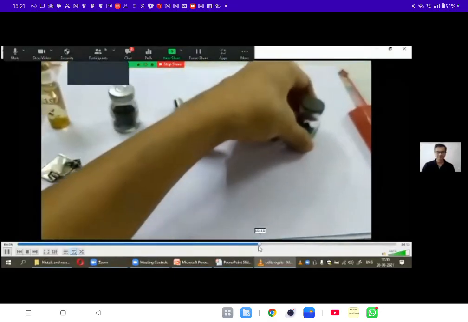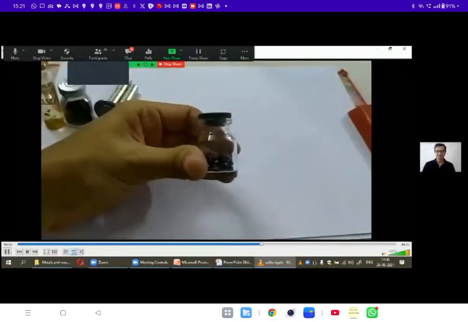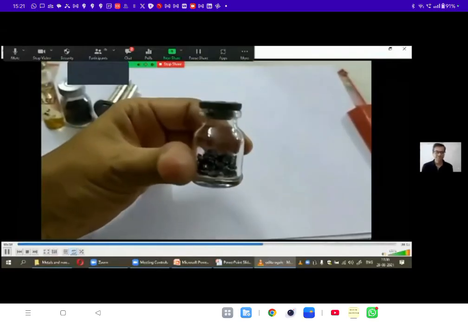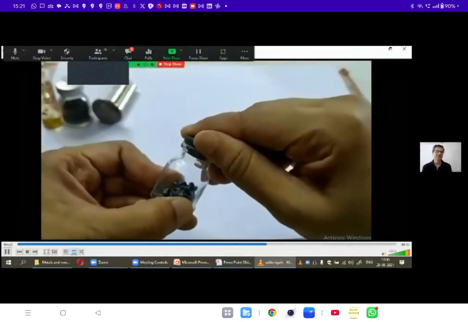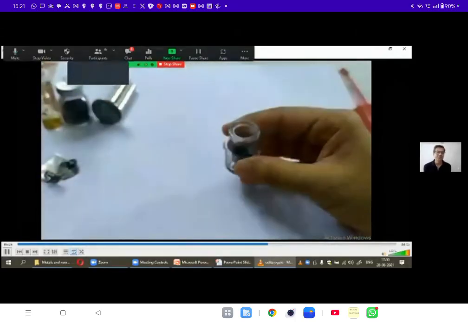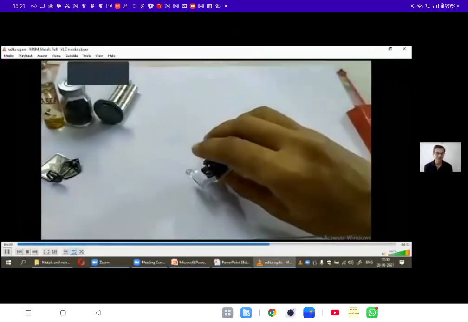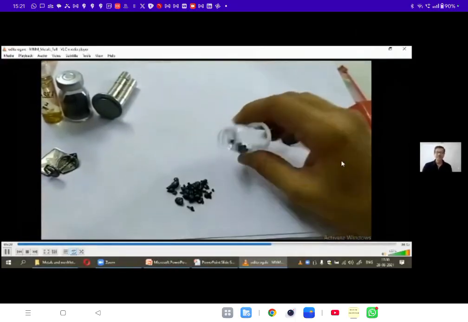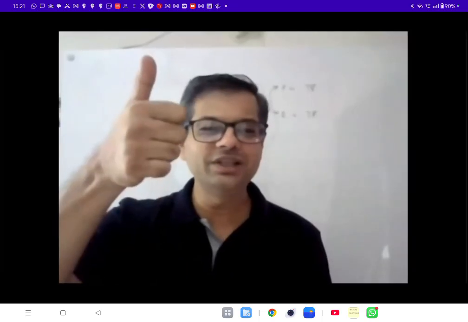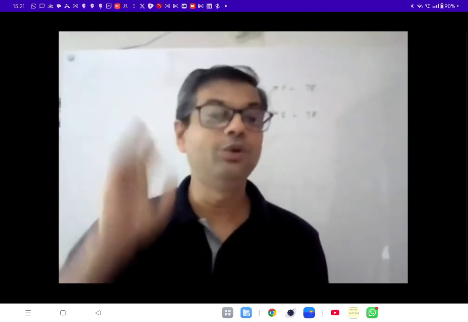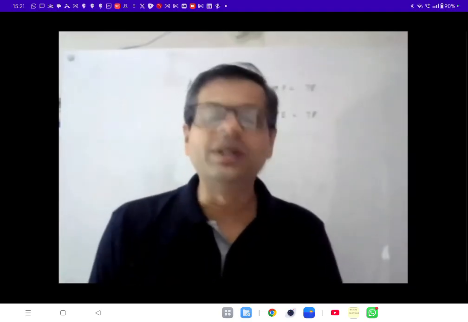This is an element called bismuth. The small metal pieces are made up of bismuth. Now tell, how many of you have seen that previously? Many of you, very good. Now why we purchased that is one thing: we wanted to show it to you.